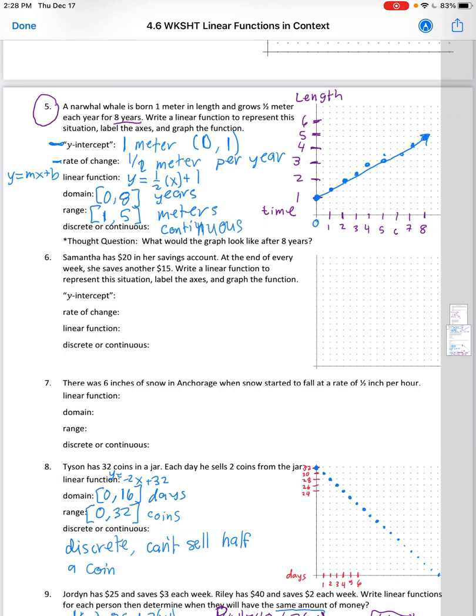You'll notice down on number 8, I said that it was discrete, because that situation is about selling coins in a jar. And you can't sell half a coin to someone. That doesn't make sense to me. So it's going to be a discrete function. Question, what would the graph look like after 8 years? I don't know. There's no way to know. But my guess is it would flatten out.